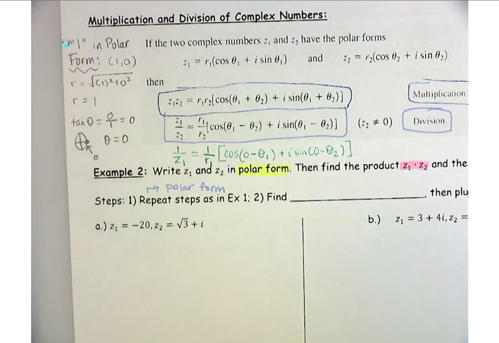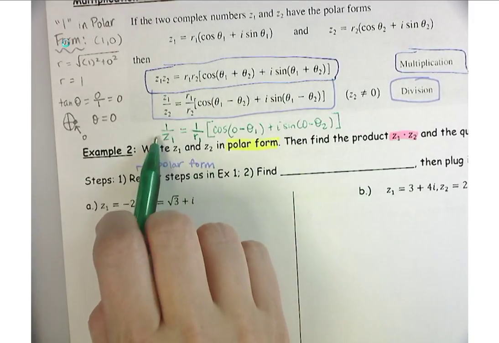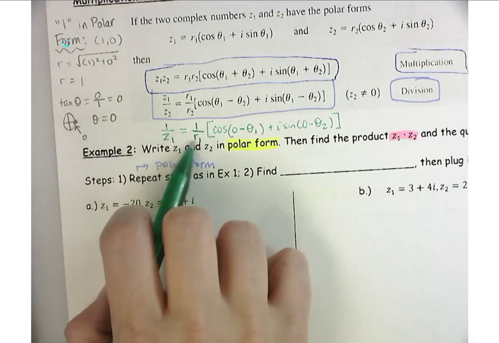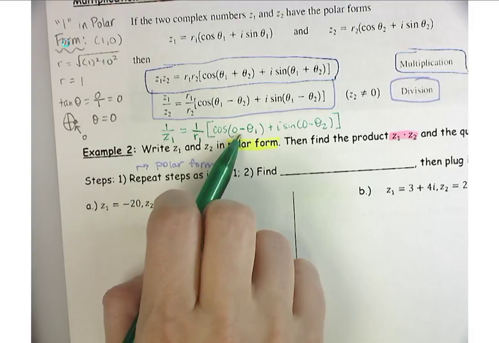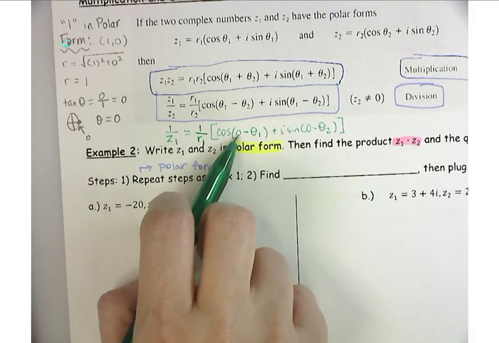Okay, so this is division, but division for 1 over z sub 1. Now, if you had to find 1 over z sub 2, instead of all these r sub 1s and theta sub 1, you would just have r sub 2 and theta sub 2. Yes, so you can use this as the formula.